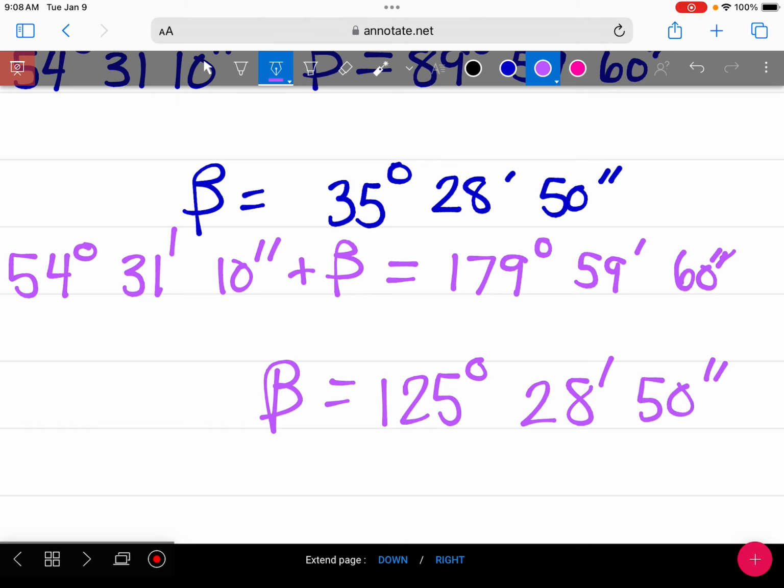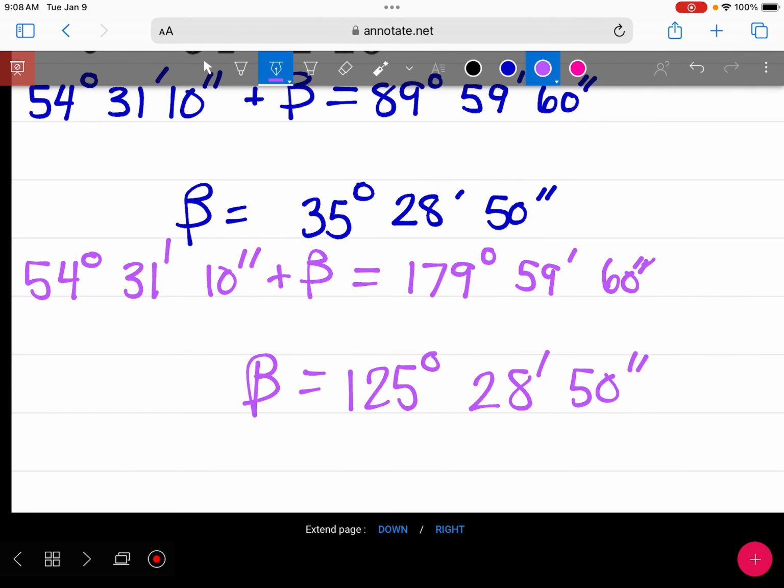Basically just add 90 to whatever you got. Pretty much, yeah. If you know the complementary, you can add 90 to it and get your supplementary, because the angle we started with didn't change.